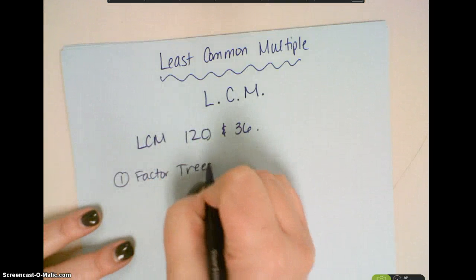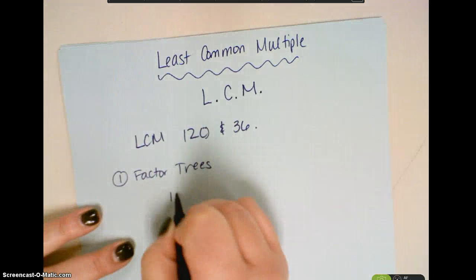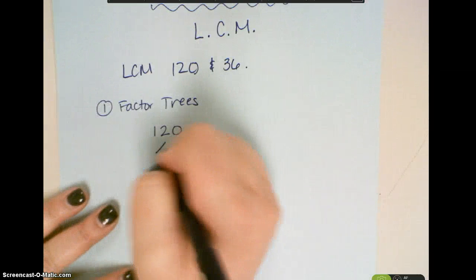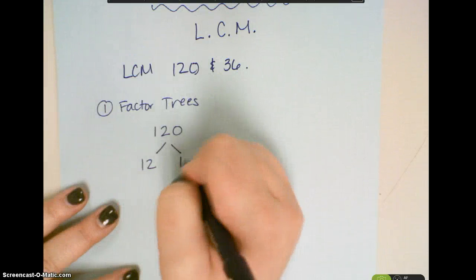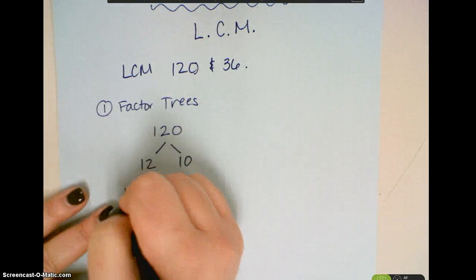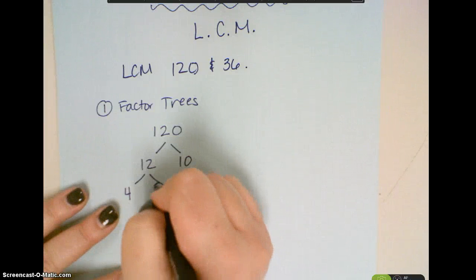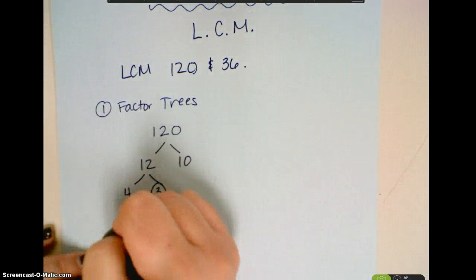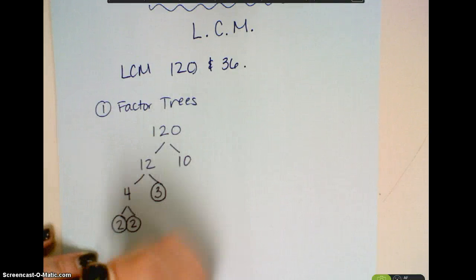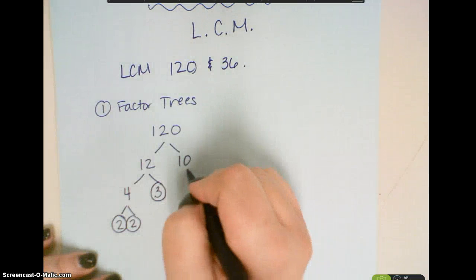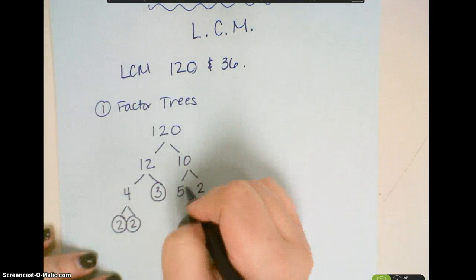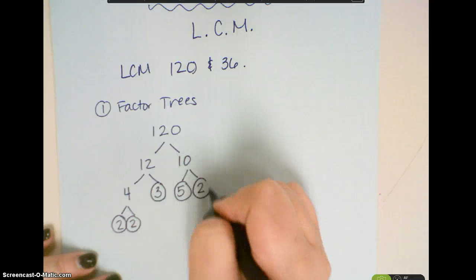So I'm going to make a factor tree for 120 and for 36. For 120, I'm going to split that into 12 and 10. Neither of those are prime, so I will split them again into 4 times 3. 3 is a prime number, 4 is not, so I'll split it again into 2 times 2. So that side of my tree is all prime. 10 can be split into 5 and 2, and 5 and 2 are both prime numbers, so I'll circle those.